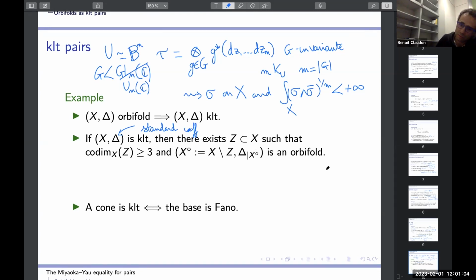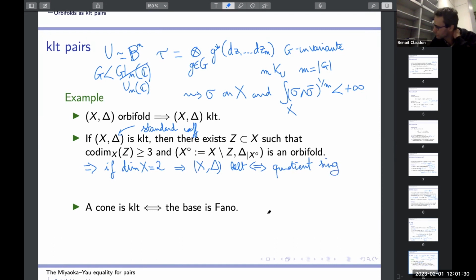And so it has the following consequence. If X is a surface, then KLT exactly corresponds to orbifold, to quotient singularities. And so this is the first point, and the second point in general.